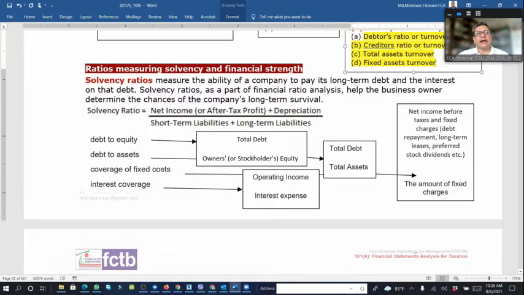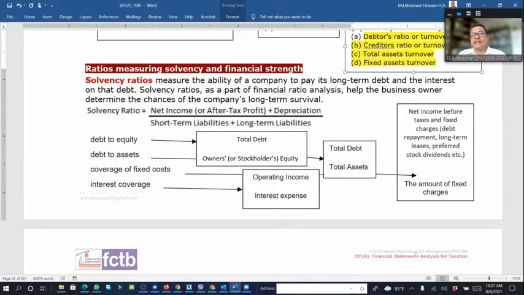So sometimes we are using solvency ratio. The solvency ratio is a measure of the ability of a company to pay its long-term debt and the interest on the debt. That's why the solvency ratio is required for the stakeholders, for the debtors or creditors or any other person, for understanding the company's solvency for the future, sustainability. And solvency ratio is a part of the financial ratio. It helps business owners determine the chance of the company's long-term survival.